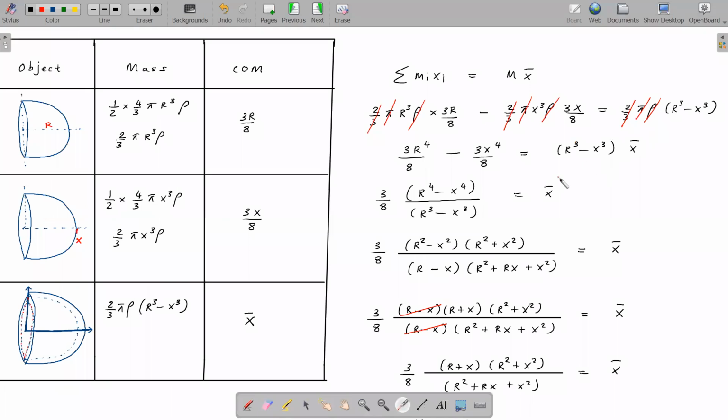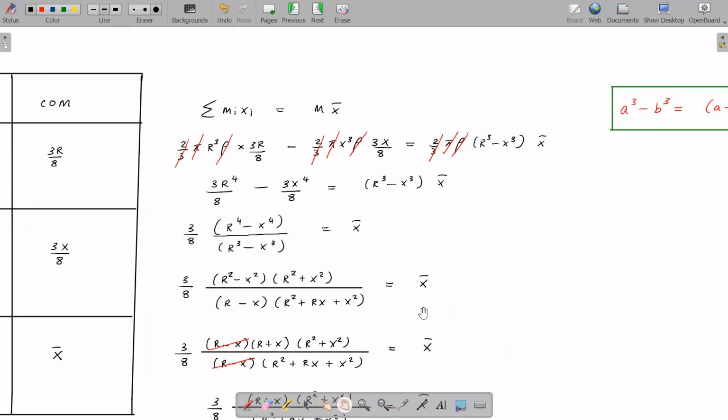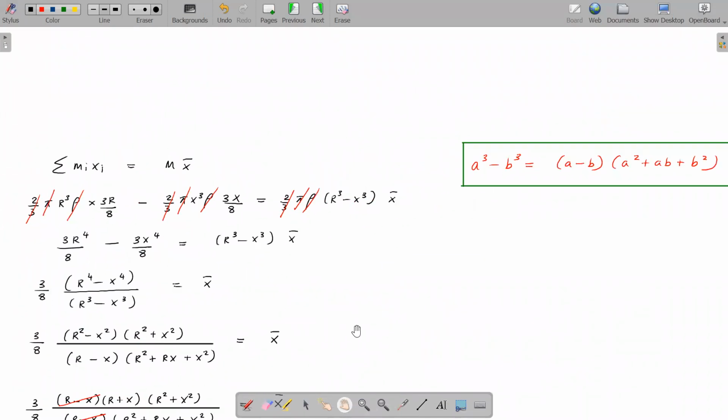So I've come to this point. After that point onward, it's time to simplify. You can see I've cancelled terms that are common to everyone. 2 over 3 is common for the entire term. Pi is common for all three terms, and rho is common. So I've cancelled them, and I'm remaining with r cubed times 3r over 8. That's 3r to the power 4 over 8, right, guys? I hope you're following me. And this one, x cubed times 3x, is 3x to the power 4 over 8.